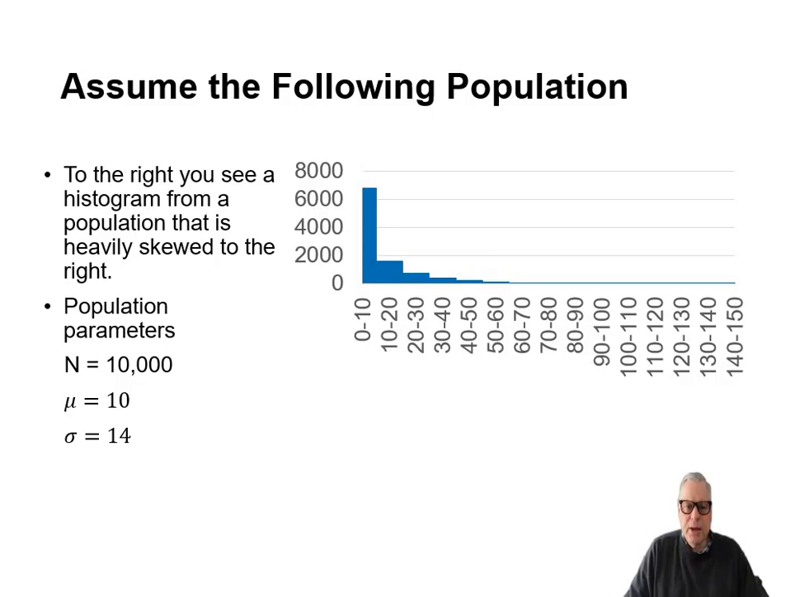So to the right you see a histogram from a population that is heavily skewed to the right. So we pretend that there is a non-normally distributed population that consists of 10,000 observations, and the population was constructed such that the mean is 10 and the population standard deviation is 14.